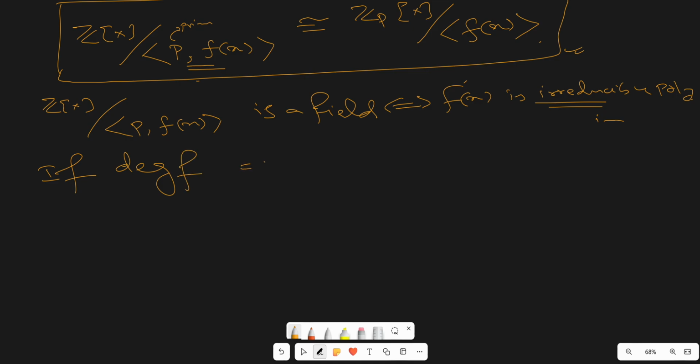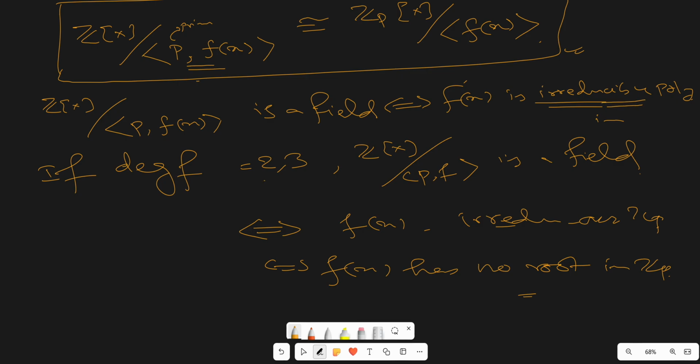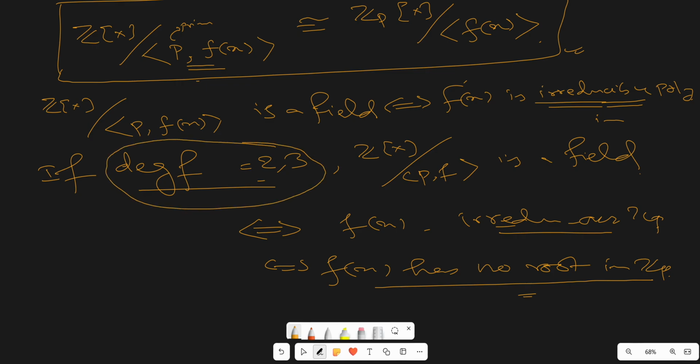If the degree of this polynomial f is either 2 or 3, this implies that Z[x] quotiented by the ideal generated by p comma f is a field structure if and only if f(x) is irreducible over Zp, if and only if f(x) has no root in Zp. This is the meaning of irreducibility. So mind it, this is only for polynomials of degree 2 and 3.